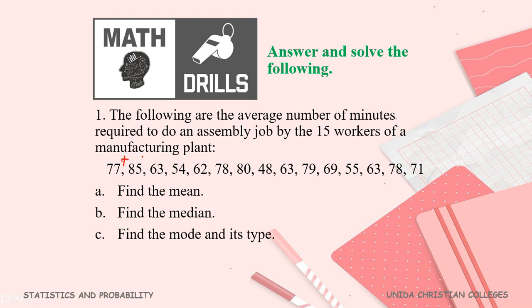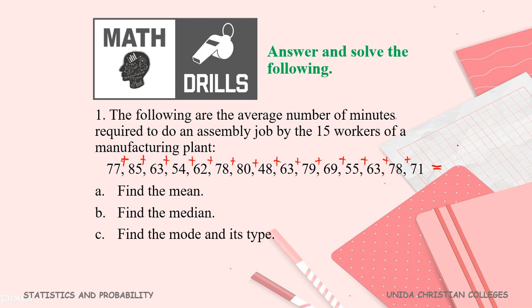We have 77 plus 85 plus 63 plus 54 plus 62 plus 78 plus 80 plus 48 plus 63 plus 79 plus 69 plus 55 plus 63 plus 78 plus 71. So, no need to arrange if we are solving for the mean. Okay? Kasi, ang kinukuha lang po naman po natin is the sum. So, kahit baliktarin mo sila, same pa din naman ang makukuha mong result. So, pag pinag-add natin yan, what will be the answer?